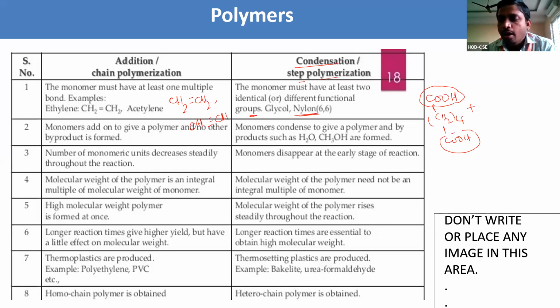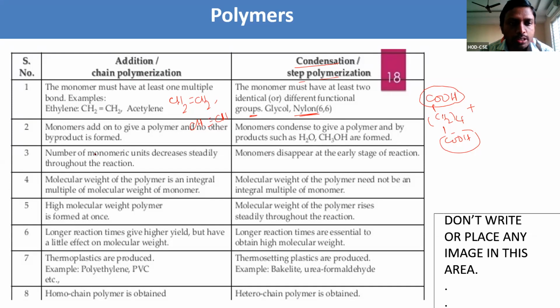Okay, sorry. In addition polymerization, or chain polymerization, the monomer should contain at least one multiple bond. But in condensation polymerization, the monomers must contain at least two identical or different functional groups. Here, monomers add on to give the polymer and no byproducts are formed.